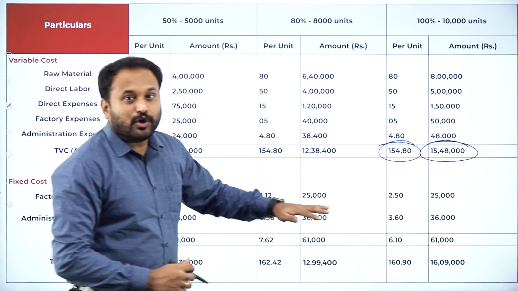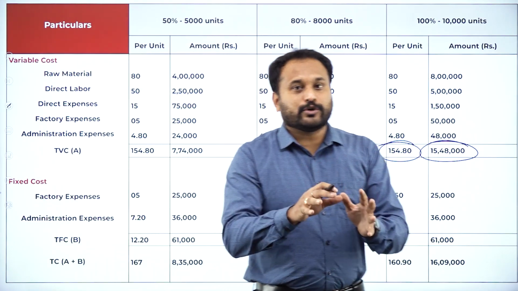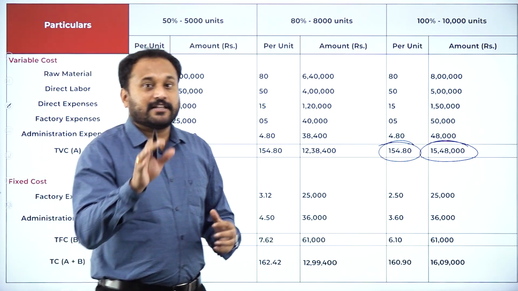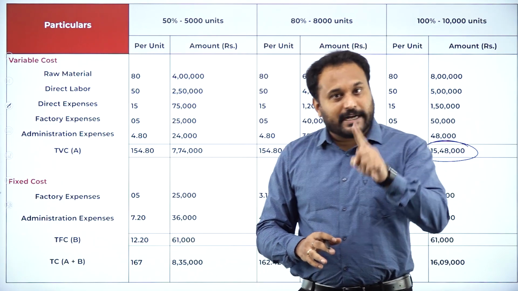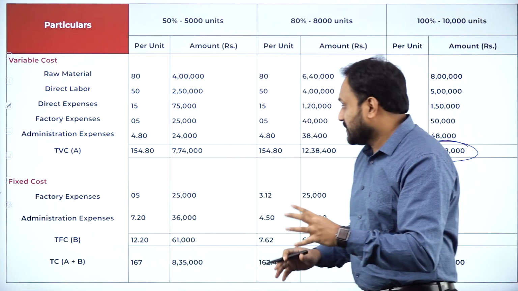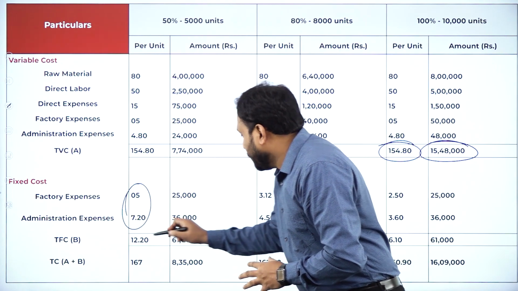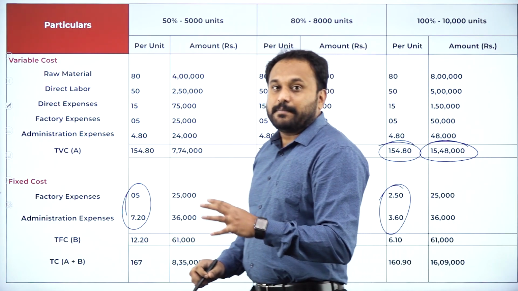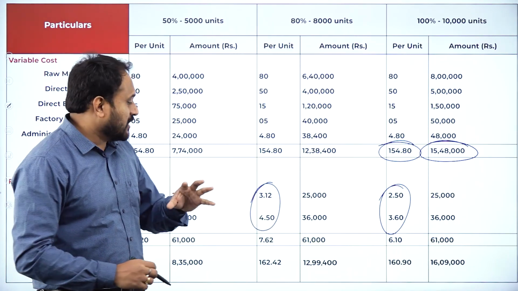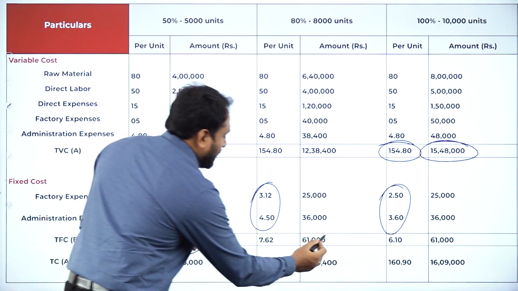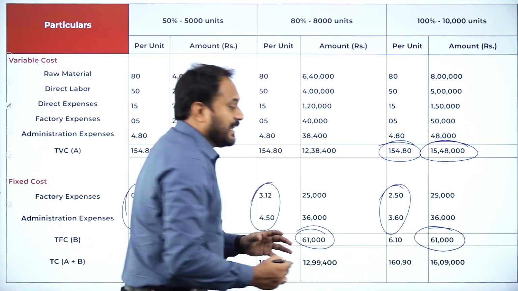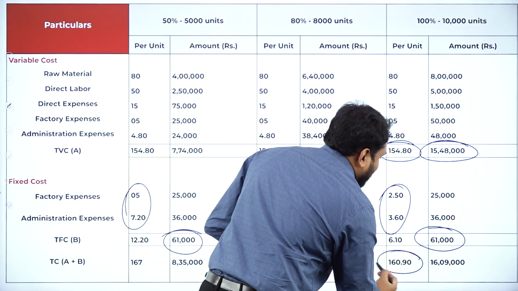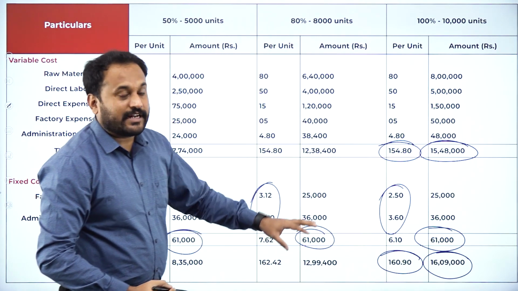And later, if you go with fixed cost, say total fixed cost, how much exactly is it, because I told you fixed cost will never change. That is, total fixed cost will never change, but fixed cost per unit will change. See here, the fixed cost per unit is actually changing. But total fixed cost will never change. And later if you add, if you get 160.90 paisa and 16,09,000, your answer is correct.